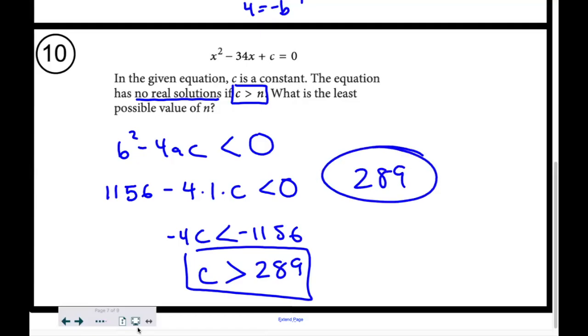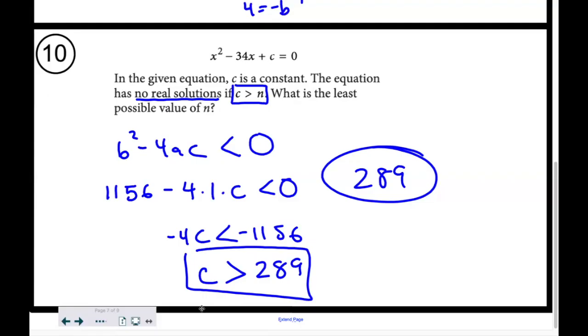As long as C is greater than 289, there will be no real solution. So the smallest value that N can be in that case is 289. But again, you don't even need to think that much about it. Just match this up with this, and N is clearly 289.